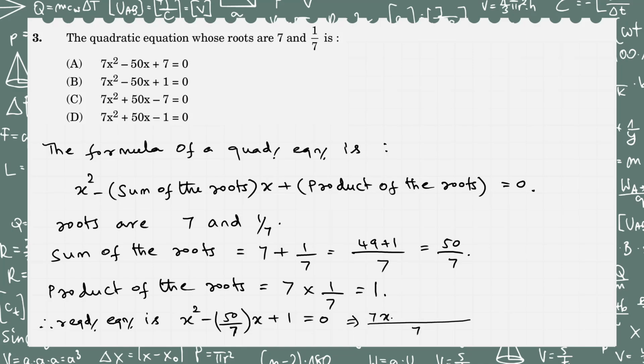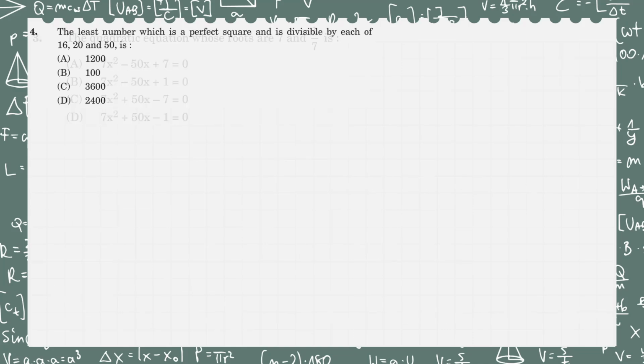This will give us 7x square minus 50x plus 7 equal to 0. And cross multiplying this 7 to the other side, 7 into 0 will become 0 only. So finally we will get 7x square minus 50x plus 7 equal to 0. And this equation is given in option A. So option A is the correct answer. Let us move on to the next sum.